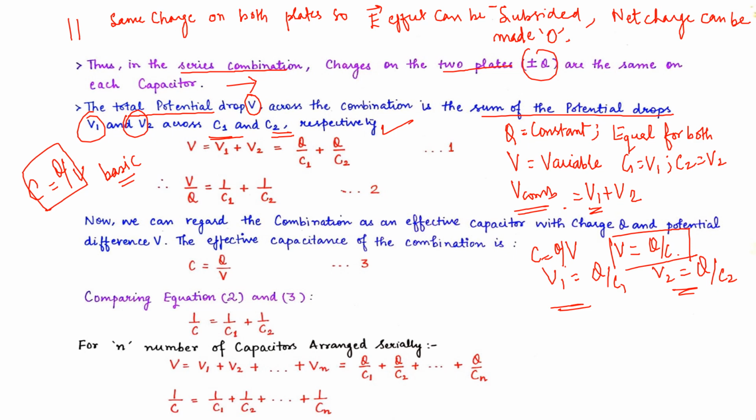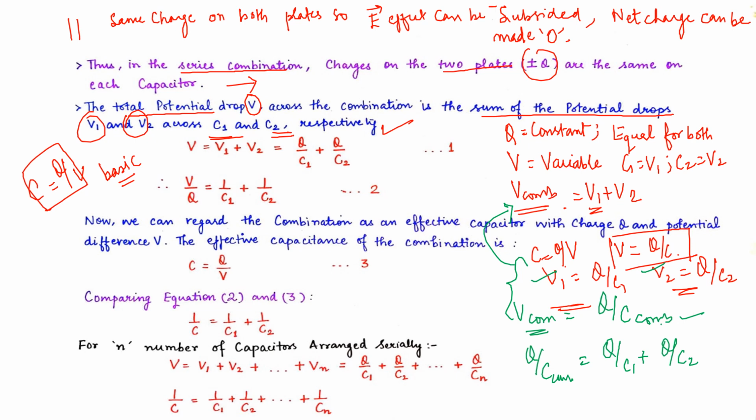Now we know that V combination equals Q upon C combination, right? If we can write the value of V1 as this and the value of V2 as this, we can write the V combination as this too. So we will now substitute all these V1, V and V2 values in this equation. We will get Q upon C combination equals Q upon C1 plus Q upon C2.